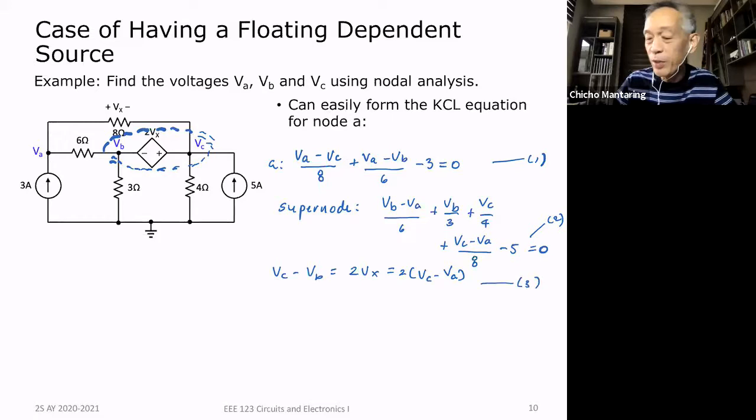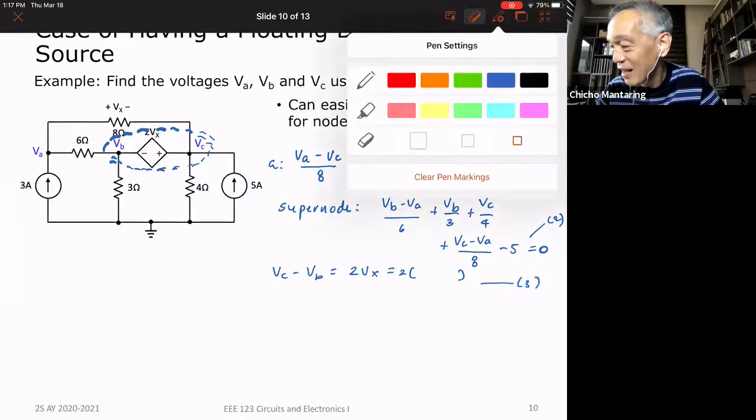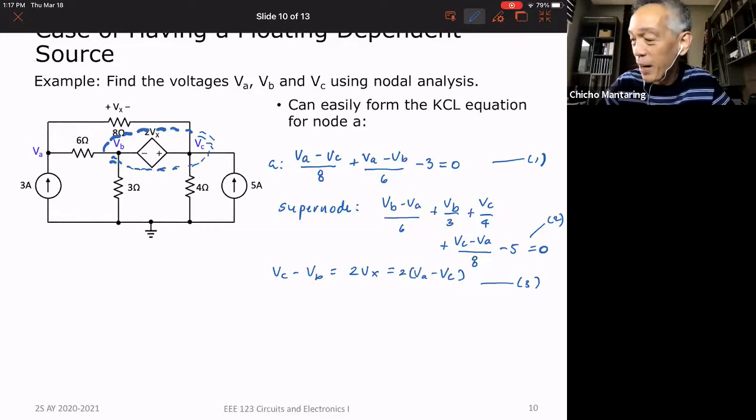Oops! Somebody caught me. It's not VC minus VA, it's VA minus VC. VX is VA minus VC. Thank you for being awake.